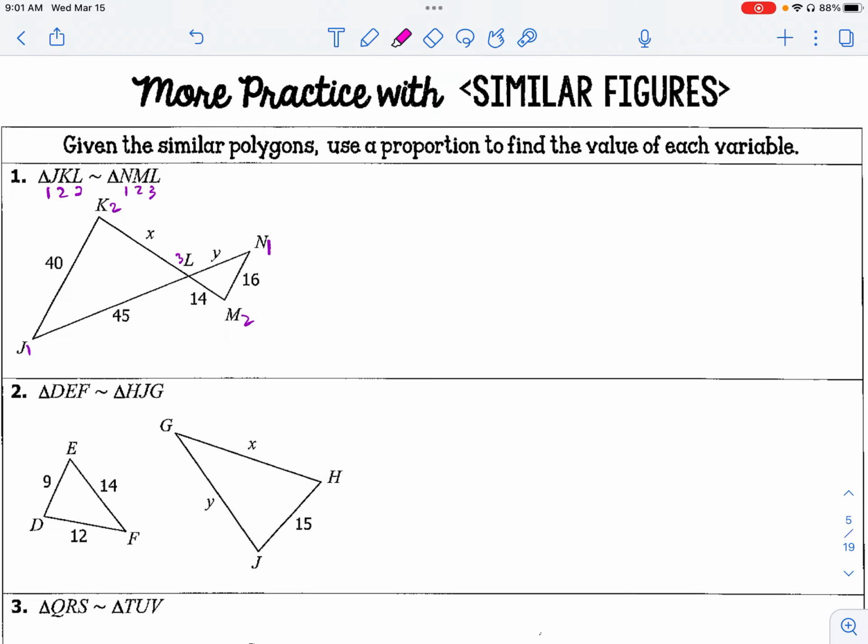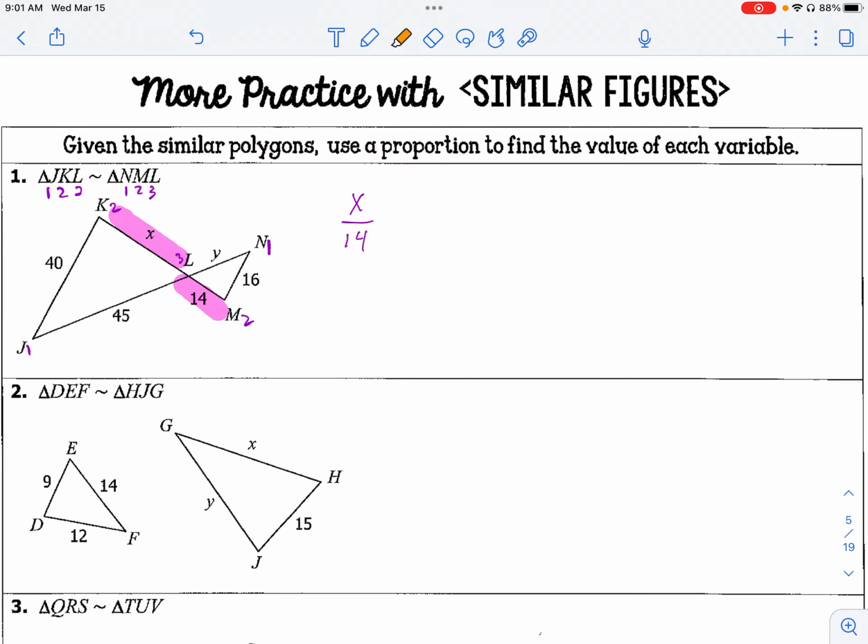Here we got X between 2 and 3. So it's going to go with 14 because that's between 2 and 3. So let's just do X first. JKL goes on top because it's listed first. So we got X. It goes with 14.